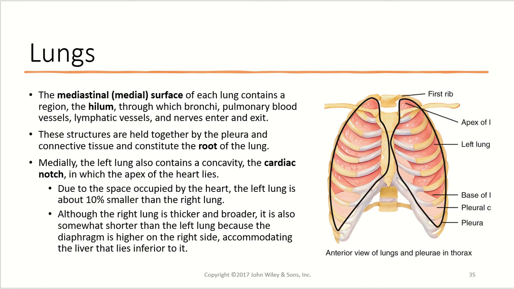Medially, the left lung contains a concavity, the cardiac notch, which is where the apex of the heart lies. Due to the space occupied by the heart, like we mentioned, the left lung is about 10% smaller than the right lung. Although the right lung is thicker and broader, it is also somewhat shorter than the left lung, because the diaphragm needs to be higher on the right side in order to accommodate the liver. It lies inferiorly to the diaphragm.